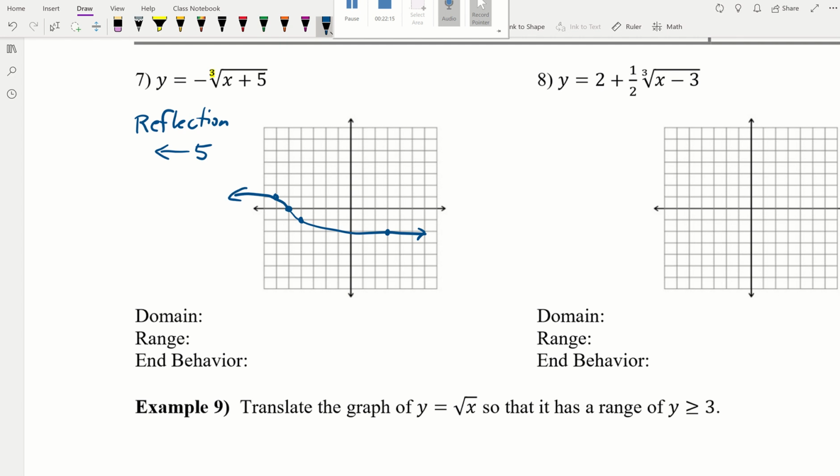Again, even though it's reflected, the graph still goes left and right forever. So we have a domain of all real numbers. It goes up and down forever. The range is all real numbers. But there is going to be a difference in the end behavior.